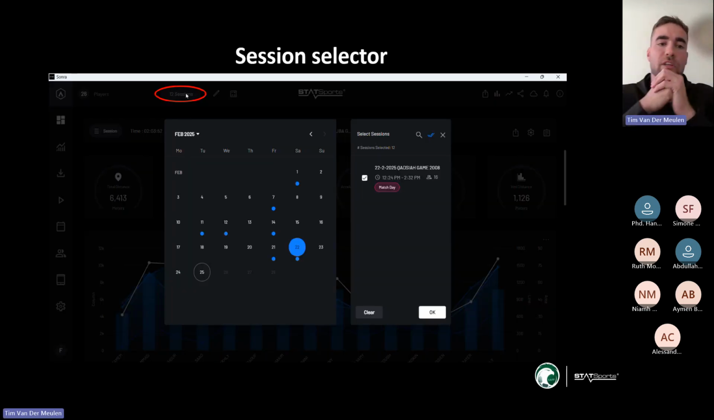So before we move on to the individual period dashboard, I want to show you how I've selected multiple sessions in order to visualize a dashboard for a longer period of time. Within the session selector, I've selected 12 different matches, as you can see in here by turning on multi-select. And as you can see, I've selected 12 matches from Al Khalish under 16.